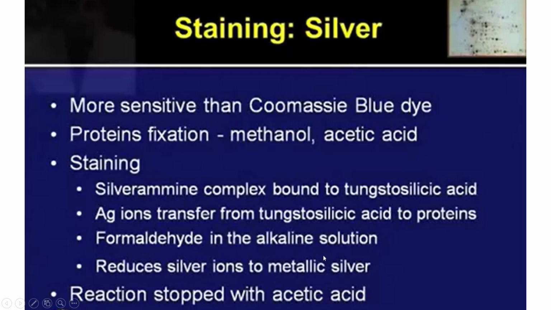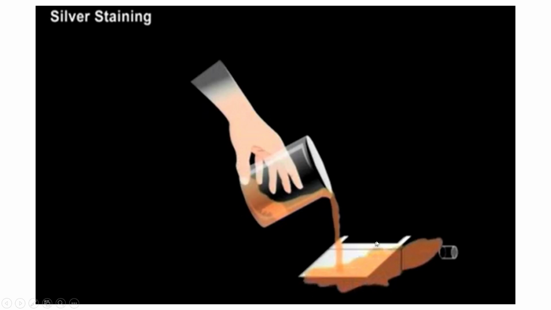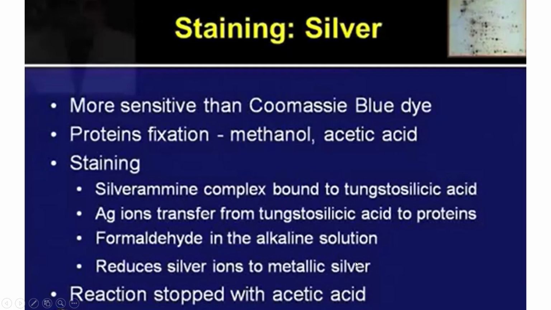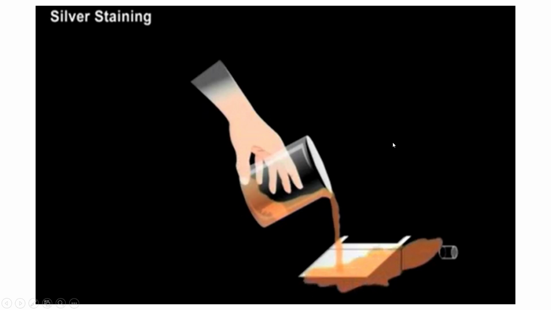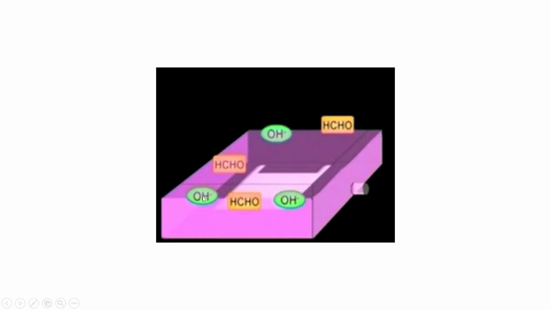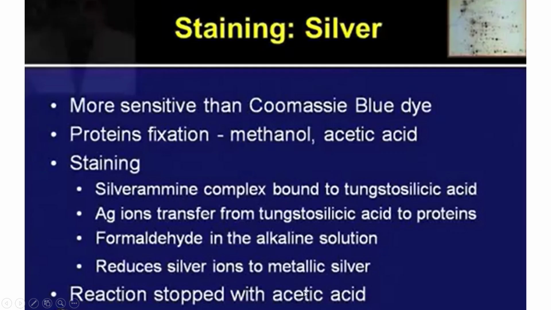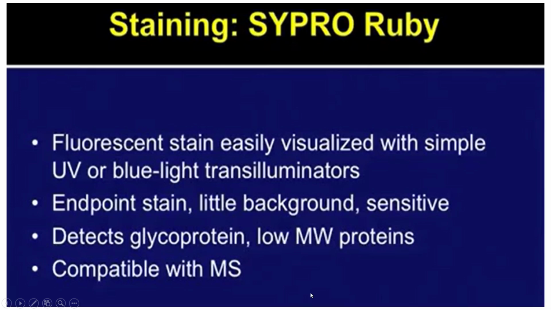Once the staining is done and you need to stop the reaction, that reaction is stopped with acetic acid. So this is how the gel, you need to activate it first using methanol and acetic acid. After fixing, you'll just add the silver stain onto it, and this is how the reaction is happening. And if you want to stop the reaction, you need to add acetic acid. That's how silver staining is.